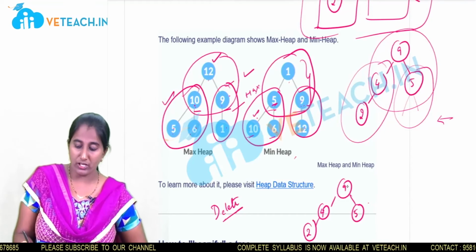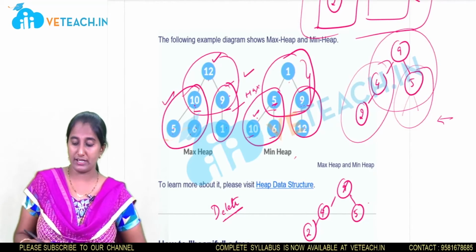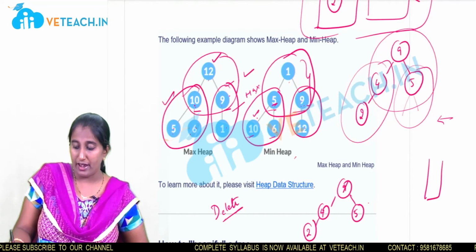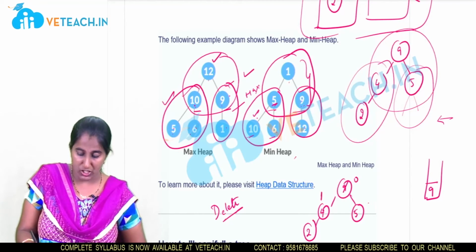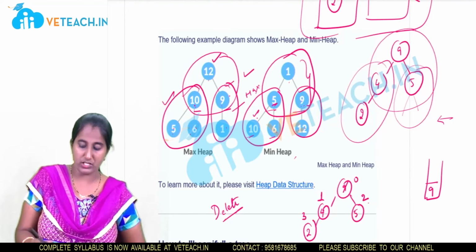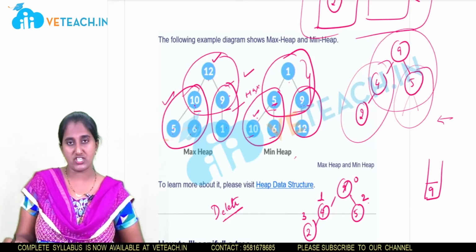Okay, so when you delete this node, who will be deleted, guys? 9 will be deleted, and put into the array. Okay, so write the positions 0, 1, 2, 3. Okay, 9 is placed into the array.